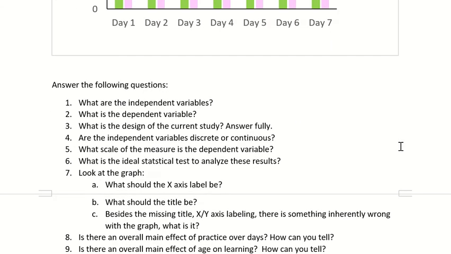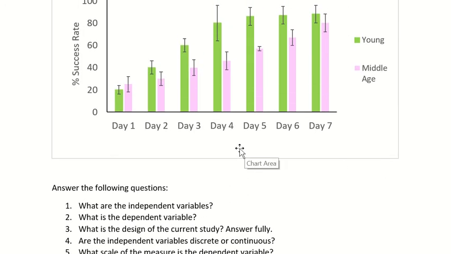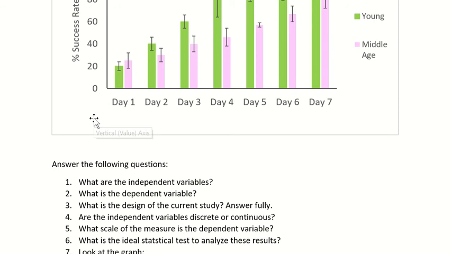Now, what is the scale of measurement of the dependent variable? So this is the success rate, right? Now, can you have 0 success rate, in which you just keep failing and failing? There is such a thing, and that would mean that this is an absolute 0. So when there is an absolute 0, that means this is going to be a ratio scale of measurement.